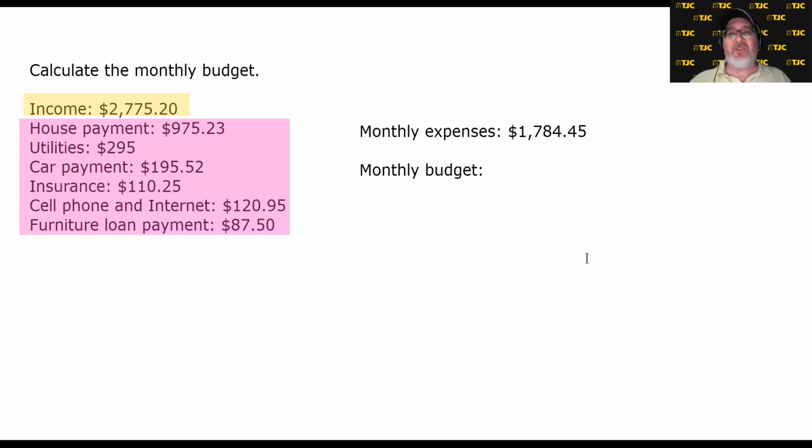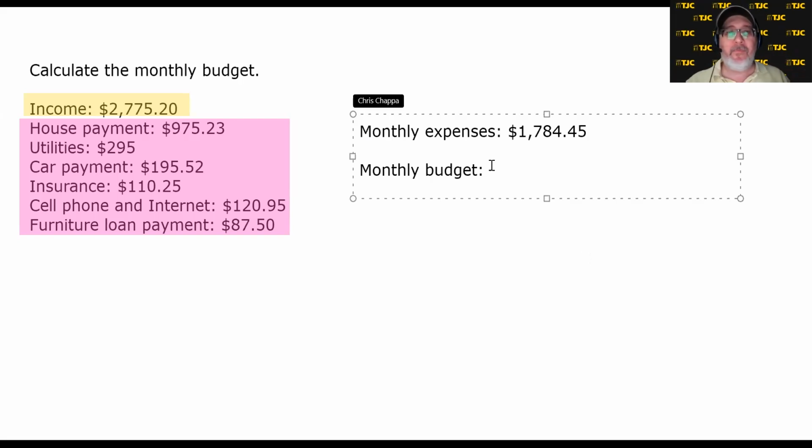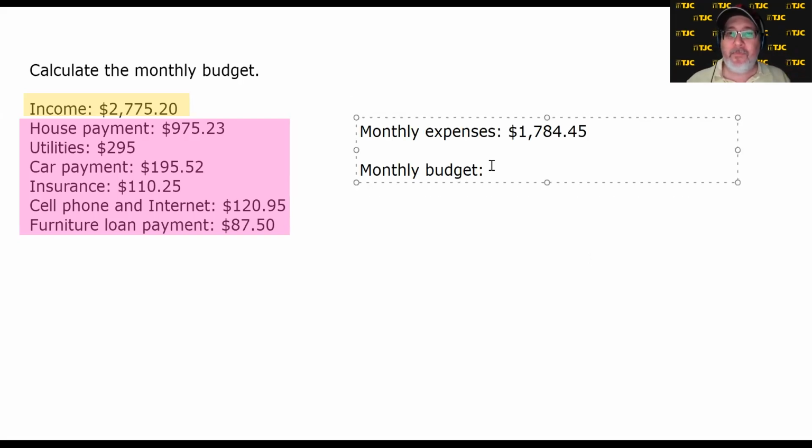All right, our monthly budget is simply going to be the difference between how much we bring in and how much we spend. So the 2,000 set, well, let's just ask Siri. Hey Siri, what is 2,775.20 minus 1,784.45? 2,775.2 minus 1,784.45 is 990.75. So assuming I talked to Siri correctly and she did the math correctly, looks like our monthly budget is $990.75.